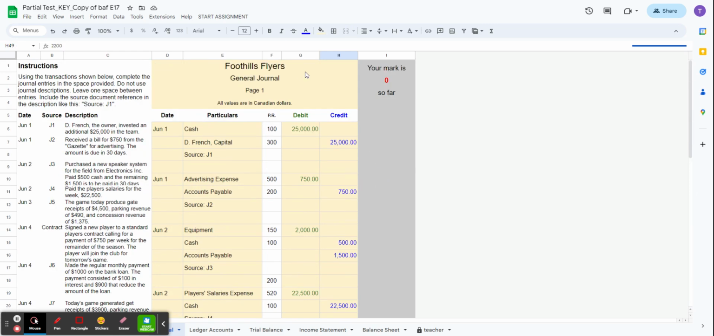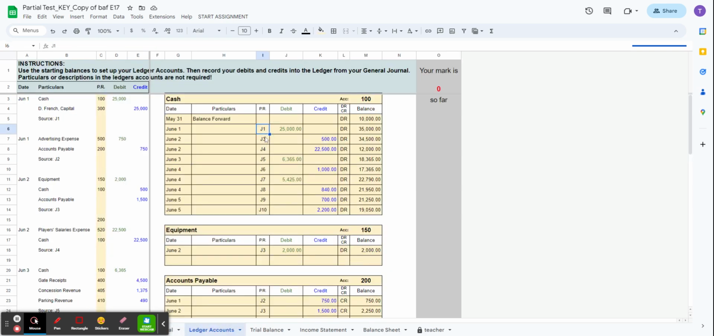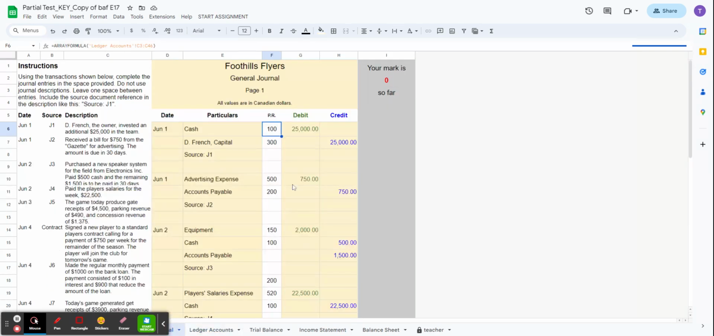Overall, the titles and stuff are still the same. While I was walking around, I noticed that some people were writing the postings while they were doing this page. Keep in mind that you're not supposed to do that. This is actually automatically filled when you do the postings in the ledger accounts. So don't do this when you're doing the journal. Do it when you're at the ledger account.